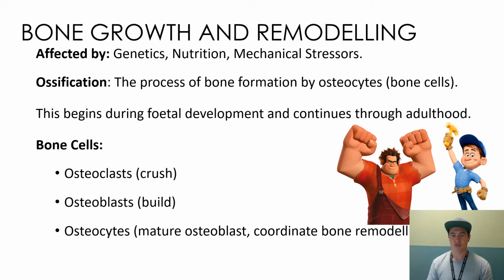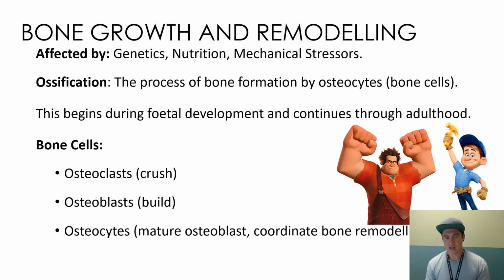Ossification is the process of bone formation by osteocytes, so our bone cells. This begins during fetal development, continues right through to adulthood. We've got 3 bone cells. You'll need to know what each of these do, and it's in the self-directed task this week.